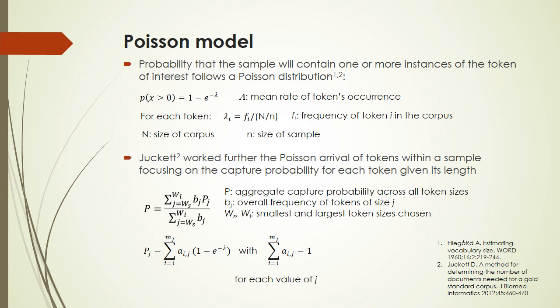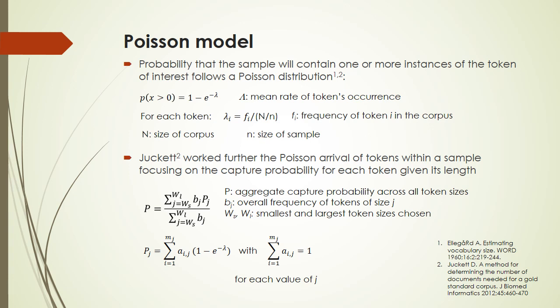The literature regarding statistical design aspects for lexicons is limited. 2 manuscripts present sample size estimation, that is, the number of documents to build a corpus, based on a Poisson distribution. These model the probability that a sample will contain 1 or more instances of the token of interest. Jockett developed further the initial work by Ellegard by focusing on the capture probability for each token given its length.